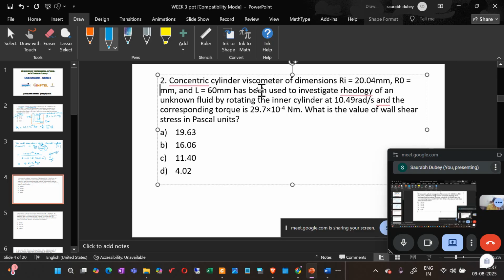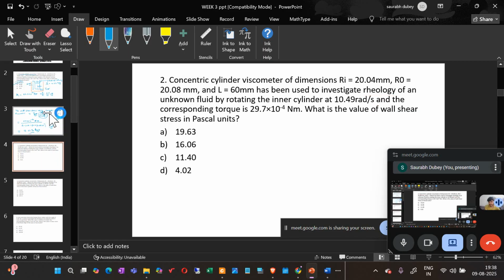20.08, right? Yes, it is 20.08 and the rest is, I think, the same. 20.08. Okay, so this is correct now. 29.7 into 10 power minus 4 and then this 10.49 rad. Nothing is wrong now. So the same thing you have to find now under this situation. Then we will be having a discussion about the same.